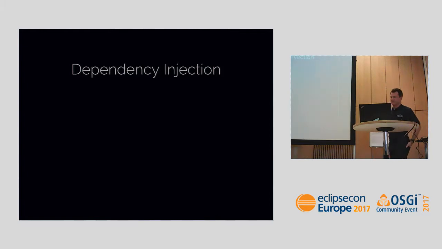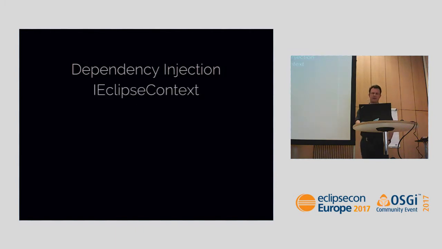What's part of E4? There are some main building blocks of E4. One is dependency injection. That's something that we can provide out of the box, and it's the same dependency injection with everything that you are used to from a standard RCP dependency injection. The next thing is the Eclipse context. That's again something that we fully comply with in RAP and provide the full functionality.